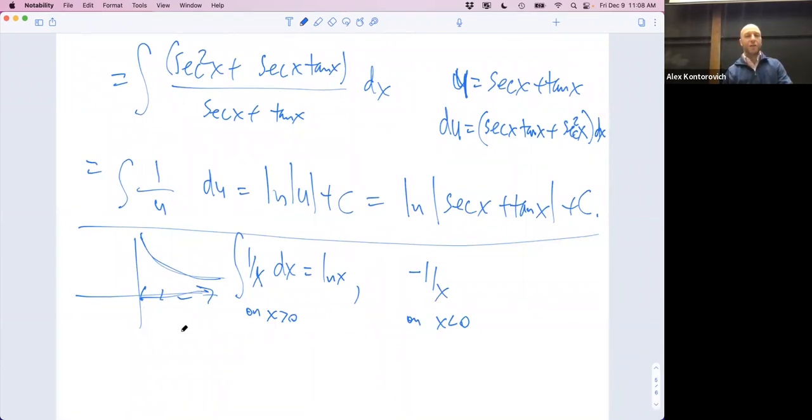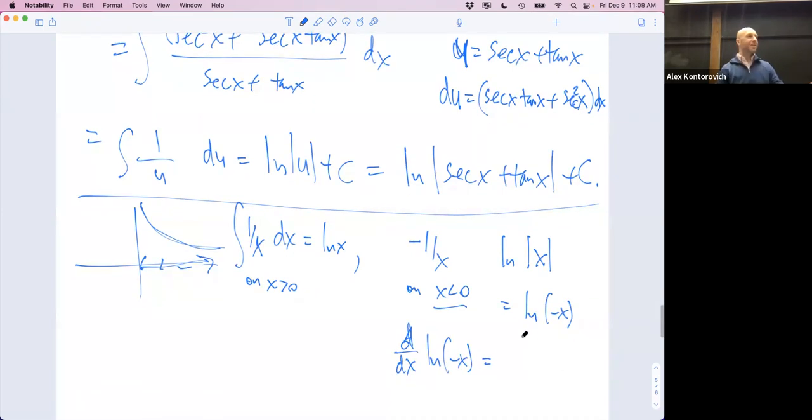When x is negative, let's look at the function ln of absolute value of x. If x is negative, then its absolute value is positive, so in order to make it positive, I have to multiply by a minus sign. So if x is negative, this is the natural log of negative x, which makes perfect sense. Natural log is only defined on positive numbers, right? So now let's differentiate this: d/dx of natural log of negative x.